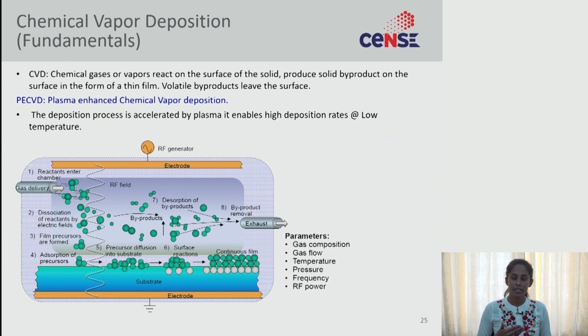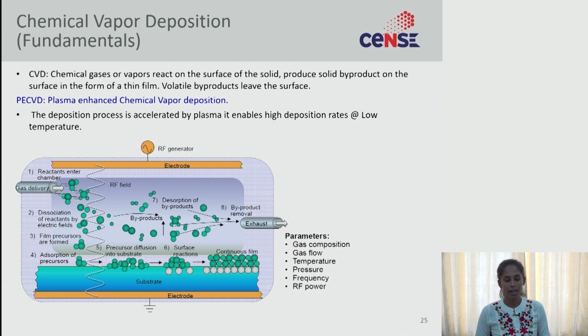The second step, the dissociation of the reactants will happen by the electric field, and then the film precursors will form. Depending on the gases we have sent, the film precursors will form, and then these precursors will adsorb onto the surface. Then they will start to diffuse into the substrate, and then the surface reaction takes place. Once the surface reaction takes place, the continuous film will form. Then the byproducts will come out of the chamber through the exhaust.